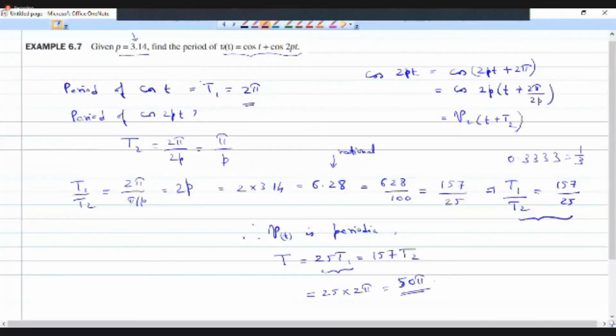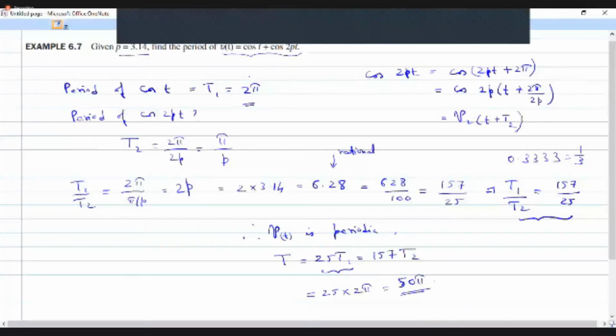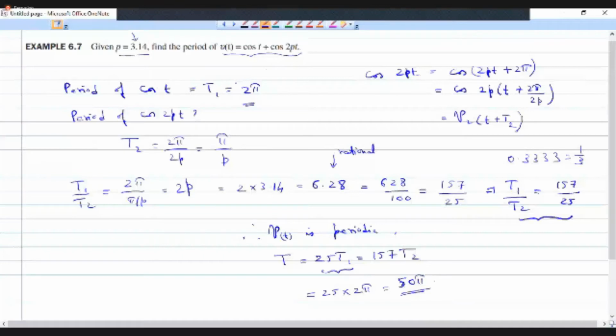Any doubts so far? Sir, can we put the value T2 is equal to pi by p? T2 is equal to pi by p, sir. Yeah, you can put that.